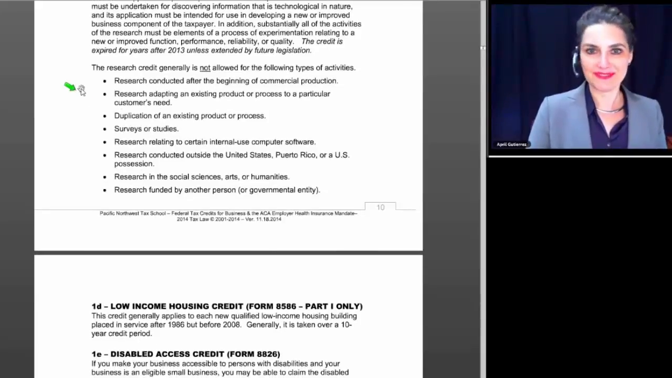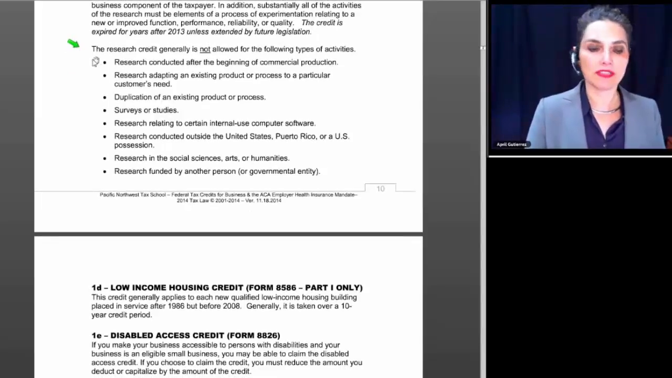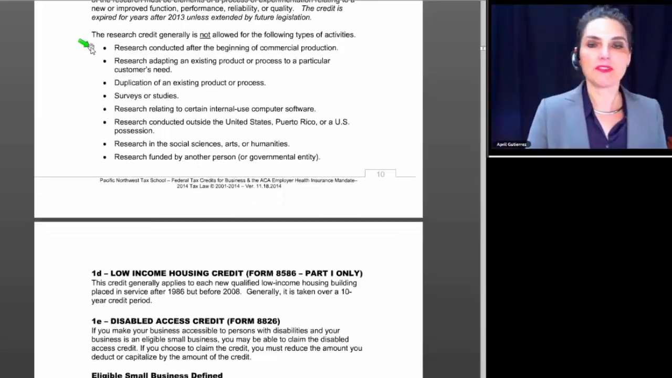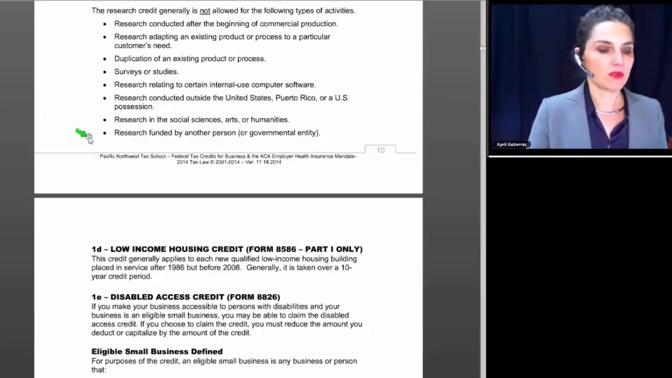Or 2015, who knows? The research credit generally, however, is not allowed for the following types of activities: research conducted after the beginning of commercial production, research adapting an existing product or process to a particular customer's need, duplication of an existing product or process, surveys or studies, research relating to certain internal use computer software, research conducted outside of the United States, Puerto Rico, or a U.S. possession, research in the social sciences, arts, or humanities, or research funded by another person or governmental entity.